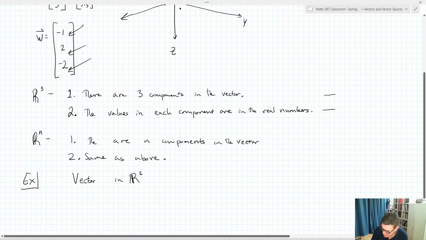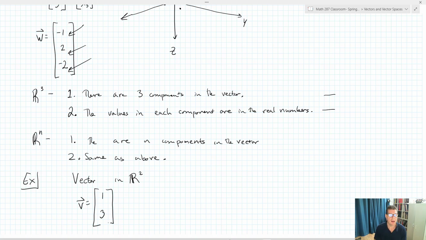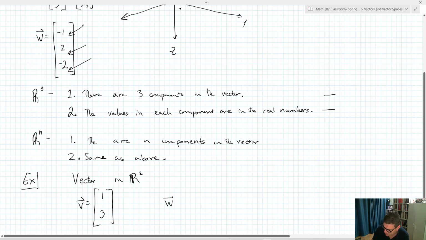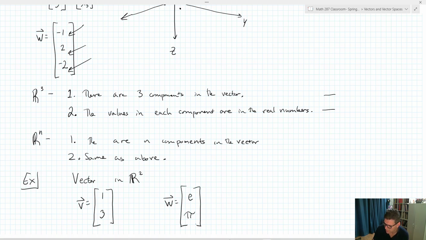Okay, so your vector should have looked something like this. It'll be v equals the vector (1, 3), or whatever. You might have had (5, 7), (1, 1), (0, 0), (1, 0), whatever it is that you want, okay? As long as there are only two components in the vector and both of the components are a real number. So, by the way, we could have a w and we'll let it equal (e, pi). That is also in R2 because both e and pi, even though they're irrational, are real numbers.